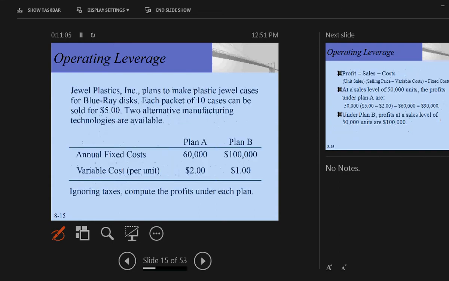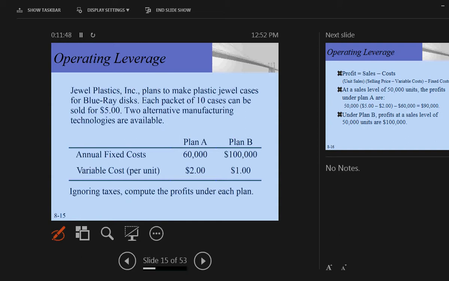So to sketch that out, I'm going to have a simple example here. Jewel Plastic plans to make plastic jewel cases for Blu-ray discs. There are packets of 10 cases that can be sold for $5. All right, so the market is extremely elastic. The price is fixed, so whatever you produce, you can sell. Now, two alternative manufacturing technologies are available. There is Plan A that's going to require $6,000 of fixed investment, and then it's going to be associated with a variable cost of $2 per unit.